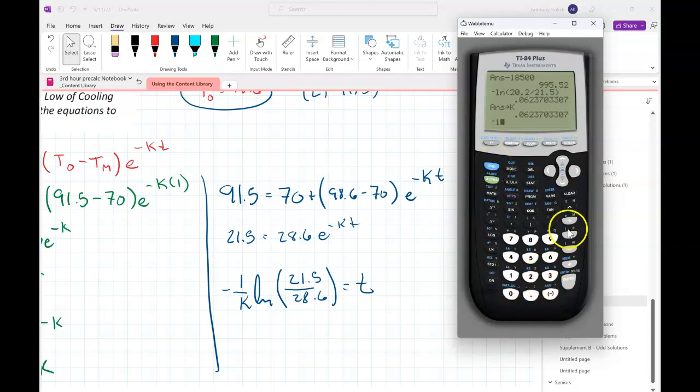So negative 1 over k times the natural log of 21.5 divided by 28.6. So I have 4.575.